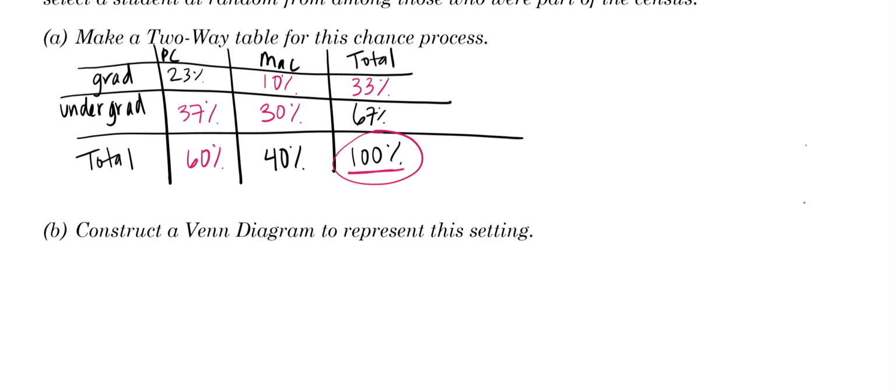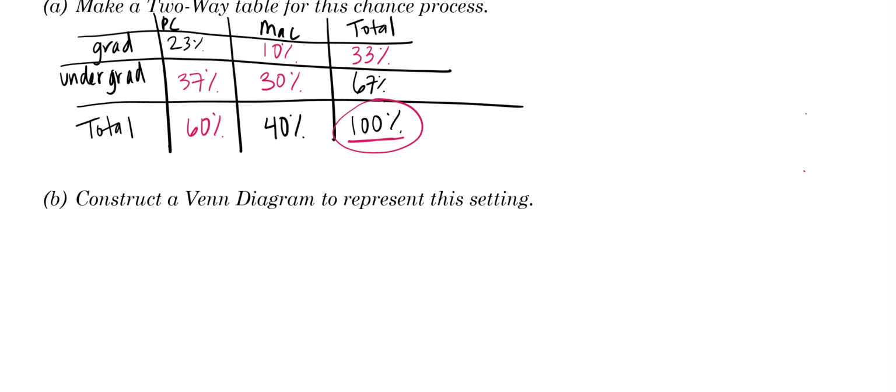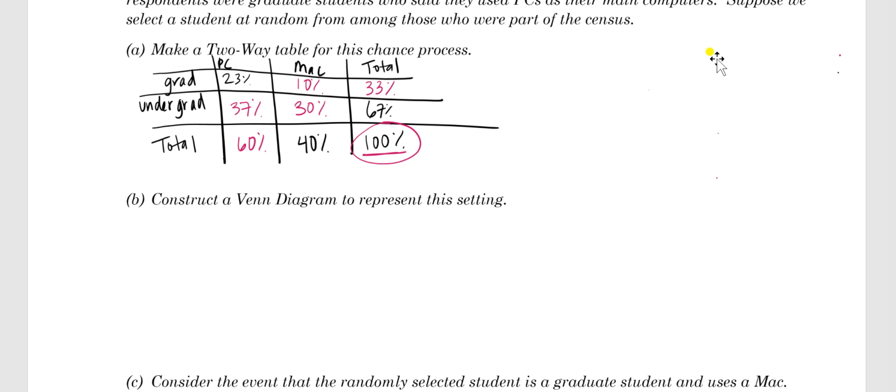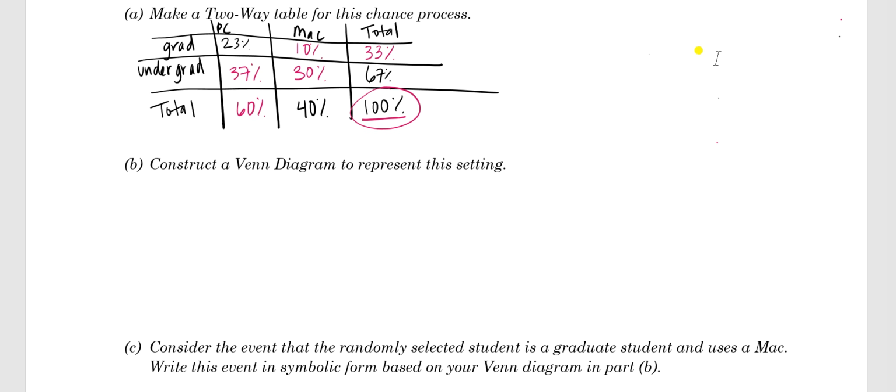So they would like you to construct a Venn diagram to represent the setting. Okay. So let's do this. I'm going to start with just basically drawing the outline, if you will, of the Venn diagram. And then we're going to talk about how you can and cannot label it, because everybody messes this up every time. So first of all, I'm going to put my Venn diagram inside of a rectangle. So let's draw that rectangle.